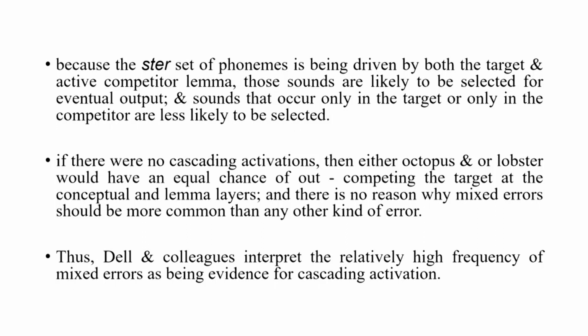If there are no cascaded activations, then either octopus or lobster would have an equal chance of coming out, competing with the target at just the conceptual and lemma levels, and there is no reason why mixed errors would be more common. So, Dell and colleagues say that because of cascaded activation, there is an edge that oyster and lobster have over octopus, because while they were activated at the lemma level, the activation was also received at the phonemic levels, and the "ster" set of phonemes was selected, and therefore these two trump the other semantic competitor, which is octopus. This is how Dell and colleagues, or the spreading activation account of speech production, explain how the production of speech happens, and it explains some very real phenomena, which are speech errors.